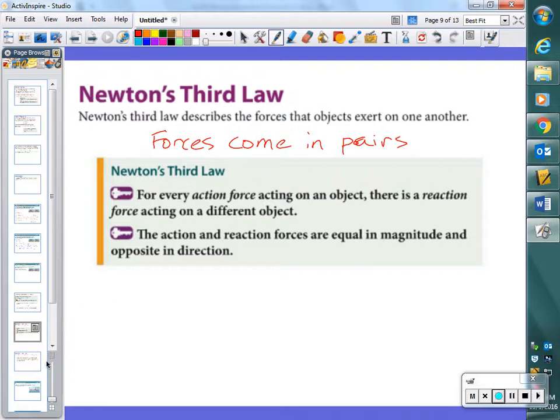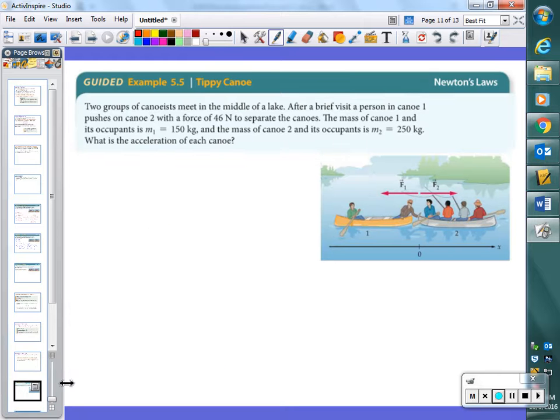So let's take a look at this part right here, guided example 5.5, tippy canoe. So it says two groups of canoeists. In the past, I've had a debate with my class, not debate, we've had a discussion, if that's actually the plural form of a person that rides in a canoe, or people that, canoeists, I'm not sure. The plural of canoeist has never come up in my normal everyday conversation before, so I don't really know.